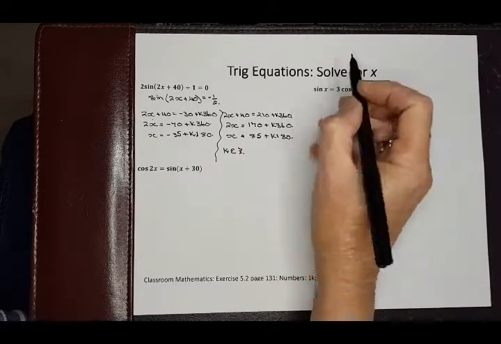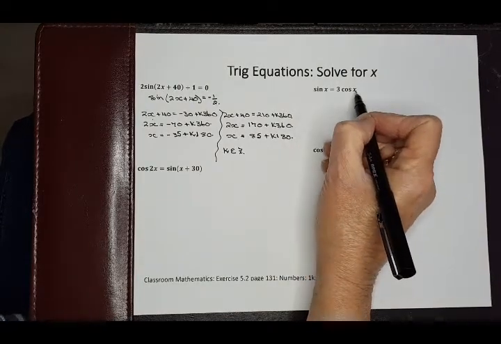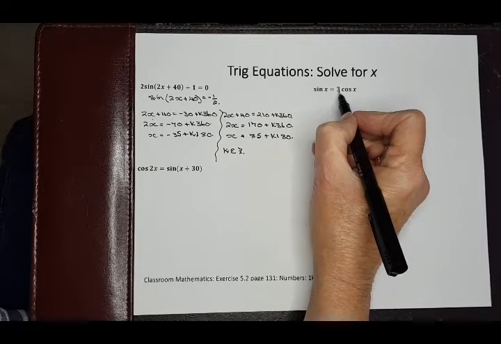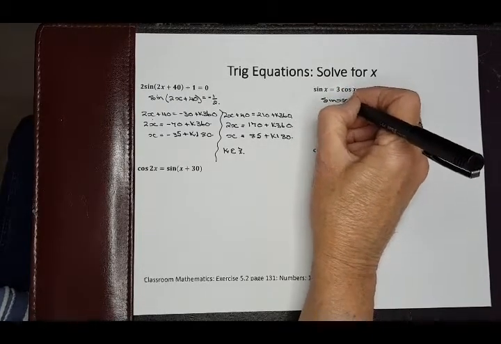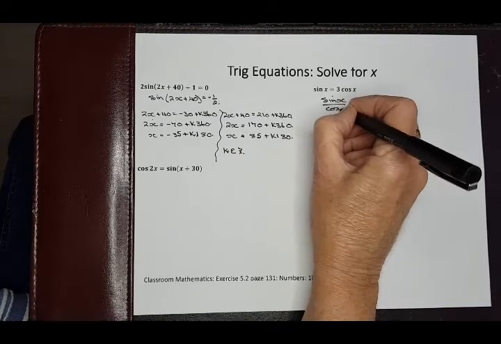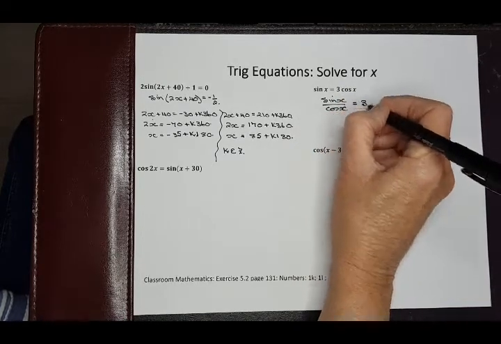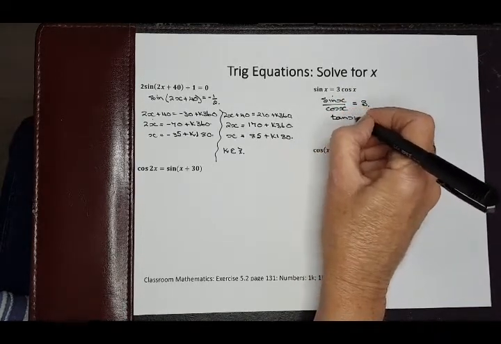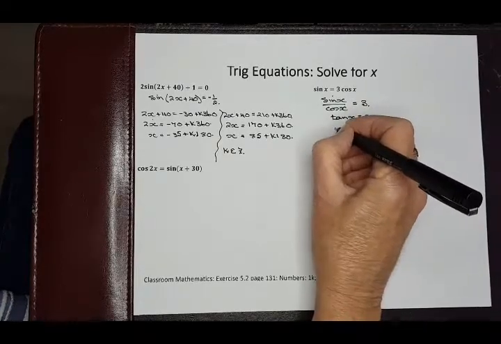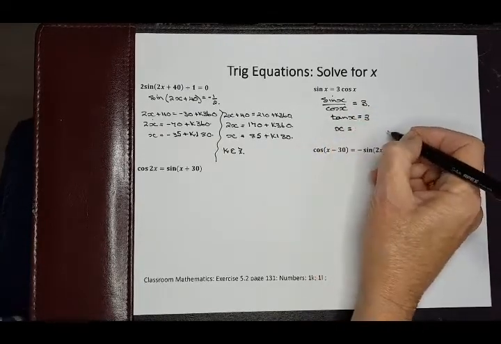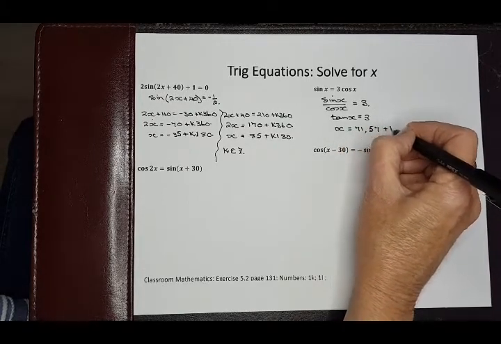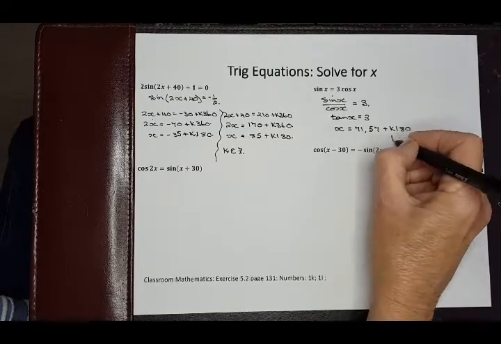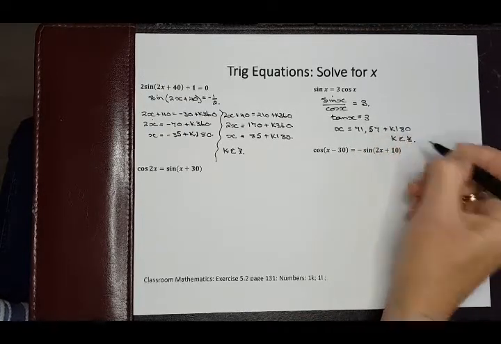This example over here, sine x equals 3 cos x. It's really important to realize that in this case you cannot use cofunctions because of that 3. So I'm just going to say sine x divided by cos x is equal to 3. Tan of x is equal to 3. So x is equal to arctan of 3, which is 71,57 + k·180. k is an element of the set of integers.